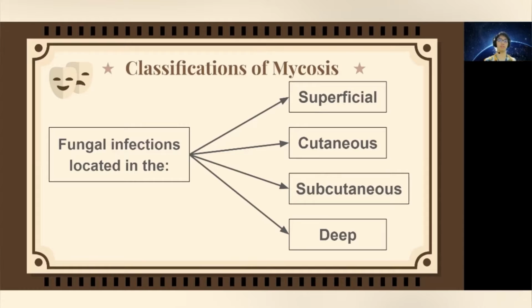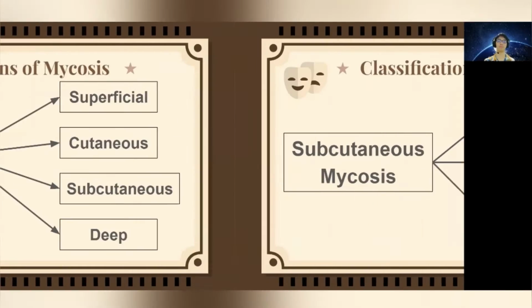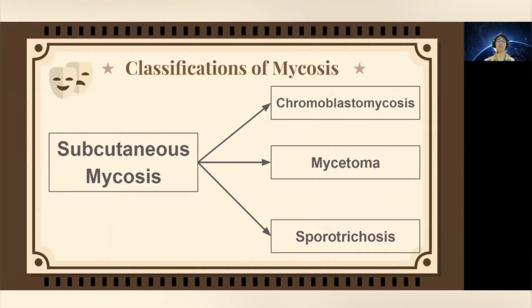For simplicity purposes, the division of fungal infection located around the subcutaneous region would be our main focus of this project topic. Lastly, as a general overview of the subcutaneous mycosis, the infection can be classified into three main categories, namely chromoblastomycosis, mycetoma, and sporotrichosis.